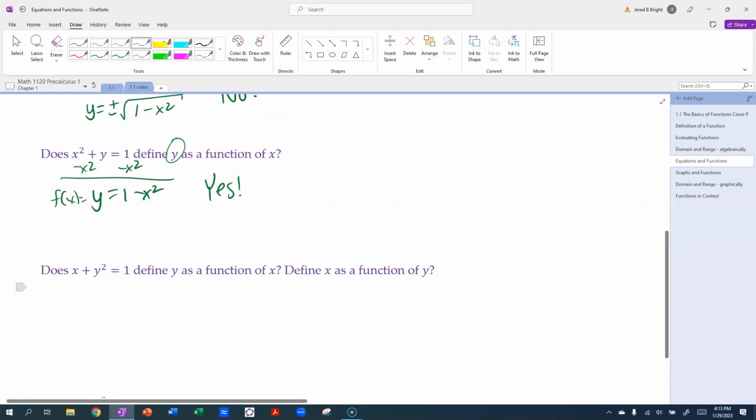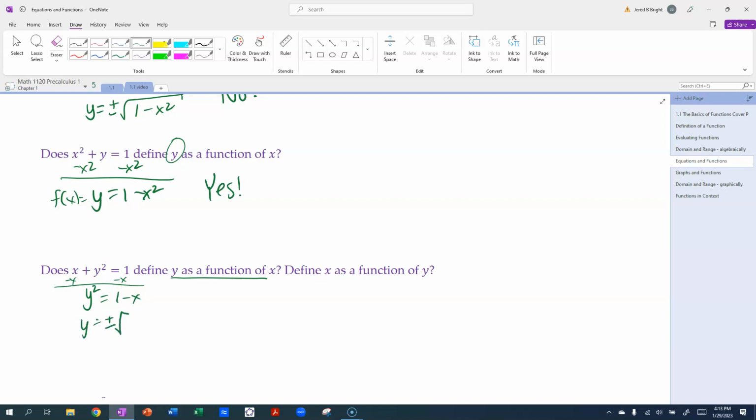Does x plus y squared equal 1 define y as a function of x? So this means I need to solve for y, so subtract x from both sides. y squared is equal to 1 minus x. Take the square root, y is equal to plus or minus since I introduced the square root. So this one is no because I have the plus or minus.